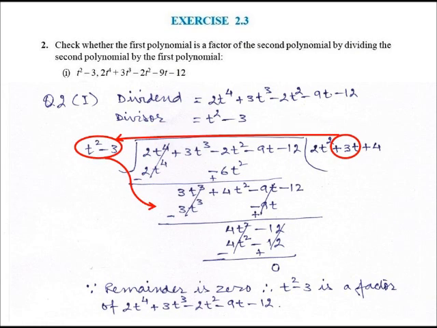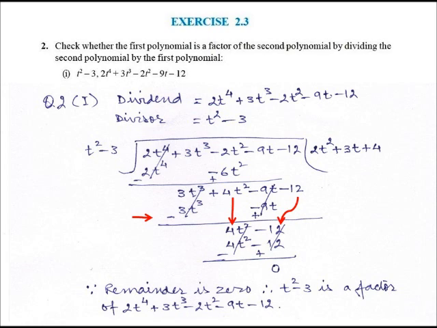Now we will multiply the divisor t square minus 3 by 3t. When we multiply t square by 3t, we get 3t cube, which will be written under 3t cube. And when we multiply minus 3 by 3t, we will get minus 9t. That will be written under minus 9t.